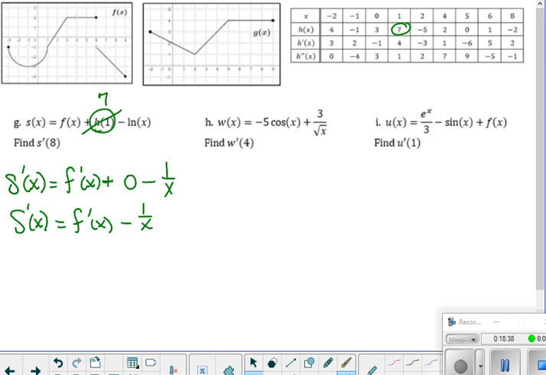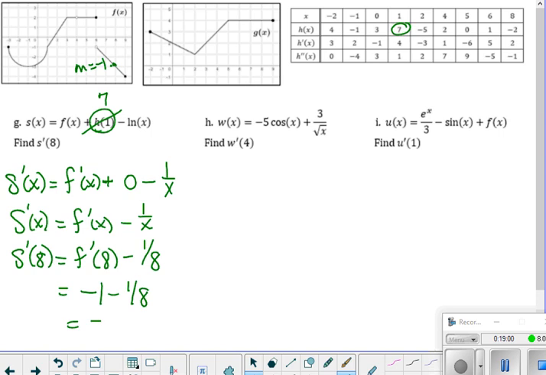Now, evaluating it at 8. That should be hopefully kind of easy, huh? F prime of 8 minus 1/8. F prime of 8, where does 8 sit? Right here. Can you read down over to, oh, slope of 1. Slope equals negative 1, doesn't it, on that whole linear function? So I get negative 1 minus 1/8. Sounds like negative 9/8. Because this would have been 8/8 minus 1/8, getting us negative 9/8.